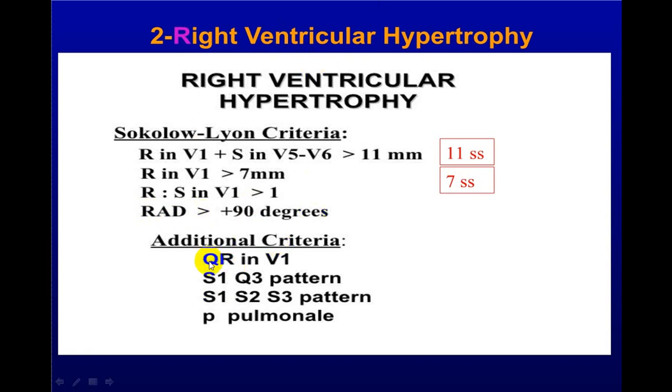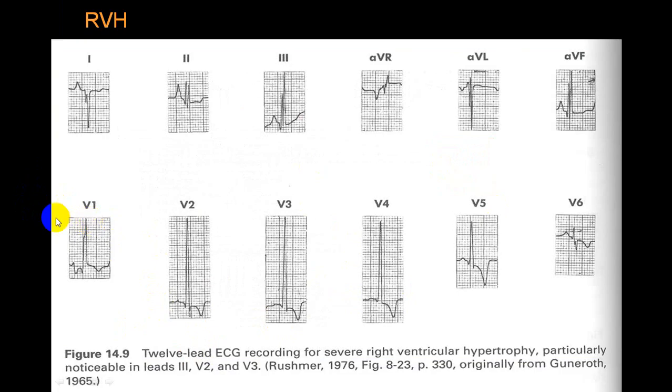Additional criteria, sometimes you can have a small q with R wave in V1, or you can have an S1Q3 pattern, means S in lead 1 and Q in lead 3. If you get S1, S2, S3 pattern, all these are in favor of right ventricular hypertrophy. And if you get a P pulmonale, again it is in favor of right ventricular hypertrophy.